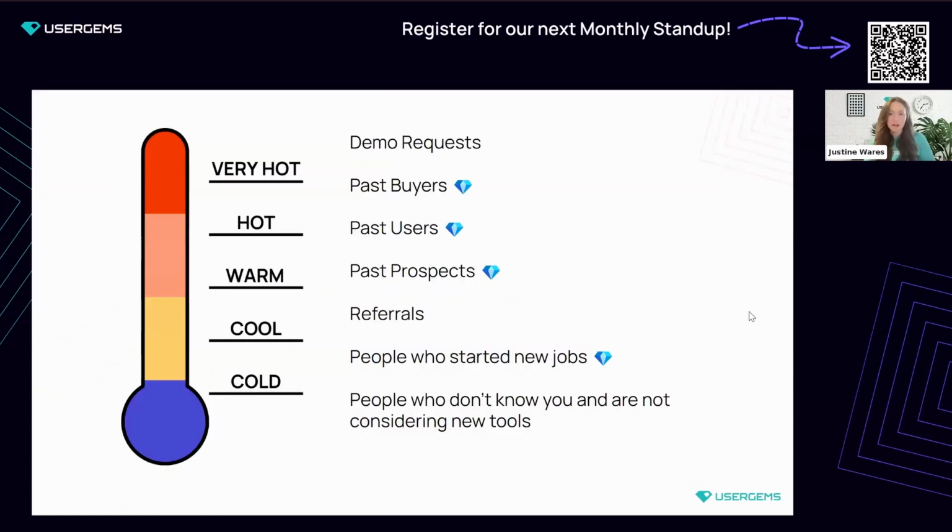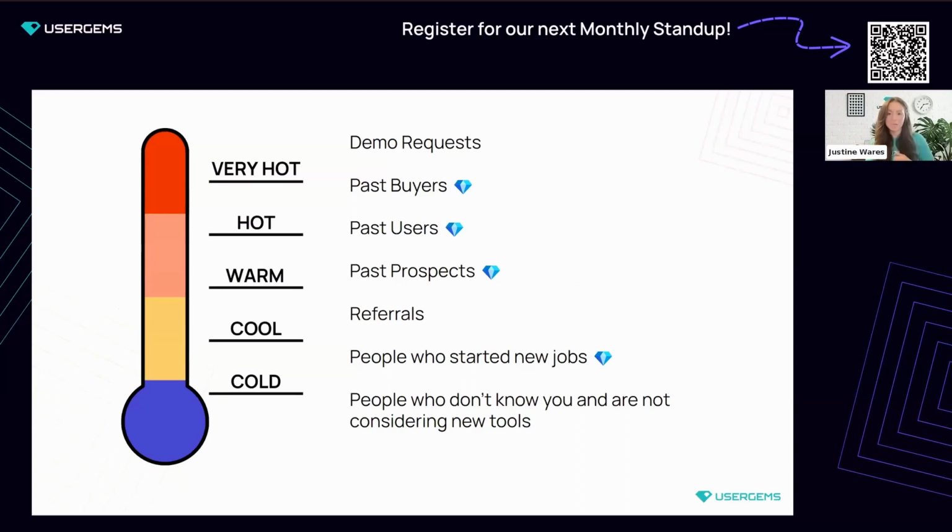So, quick overview, we had to put demo requests on hot. These are hand raisers, someone who's like, I want to talk to sales about the product right now. Going into your more traditional UserGems use cases, so people who know you and then change jobs and move to a new company.